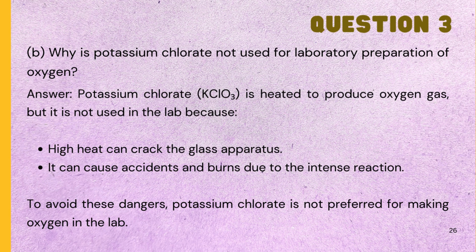B. Why is potassium chlorate not used for laboratory preparation of oxygen? Answer: potassium chlorate, KClO3, is heated to produce oxygen gas, but it is not used in the lab because 1. High heat can crack the glass apparatus. 2. It can cause accidents and burns due to the intense reaction. To avoid these dangers, potassium chlorate is not preferred for making oxygen in the lab.